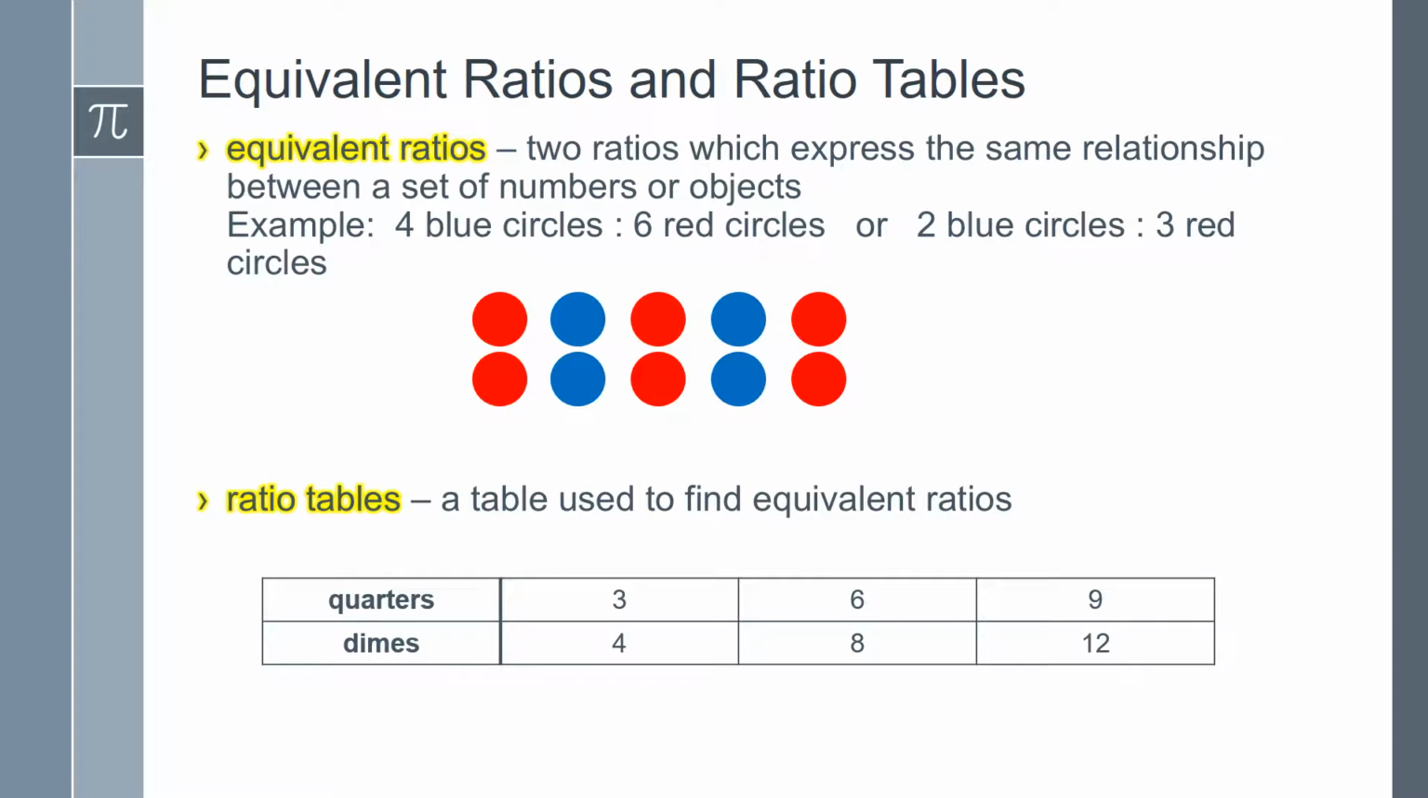Ratio tables. Ratio tables are a table used to find equivalent ratios. In this example, we have quarters and dimes, and we have 3 sets of equivalent ratios: 3 to 4, 6 to 8, and 9 to 12.